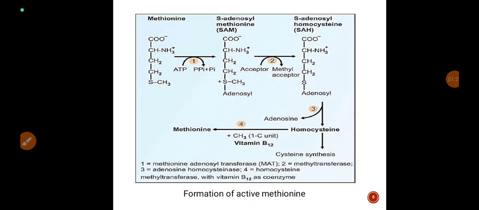From homocysteine we get methionine by getting methyl group from one carbon pool in the presence of vitamin B12 and tetrahydrofolic acid. Also from homocysteine we synthesize cysteine.